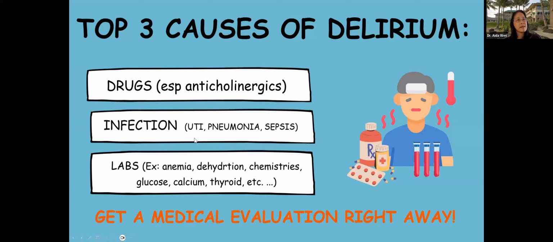Infection. So urinary tract infection, pneumonia, and sepsis are the more common ones, but any kind of infection can push this person over the edge and cause delirium.